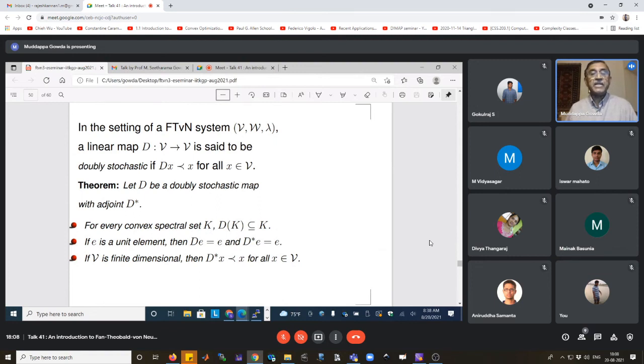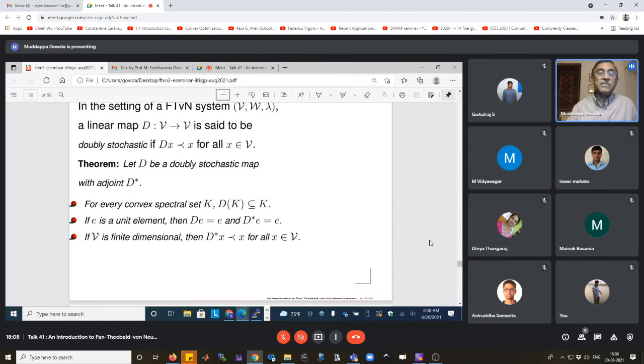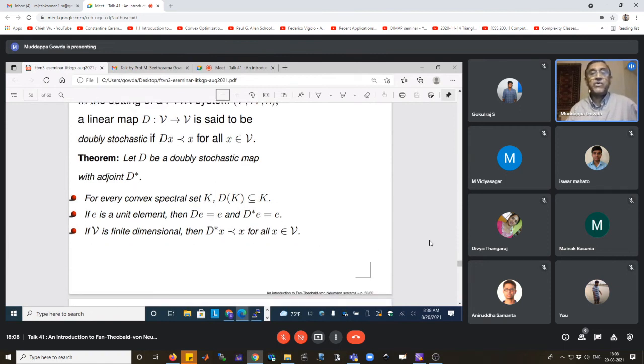And the second statement: if E is a unit element, then D of E is E. In the case of Rn, the unit element happens to be 1, 1, 1, 1, 1. Then D of E equals E simply says that the row sums are 1, and D star of E equals E refers to the column sums being 1. Okay, so you see the translations here. The third one simply says that if D is doubly stochastic and V is finite dimensional, then D star is also doubly stochastic.